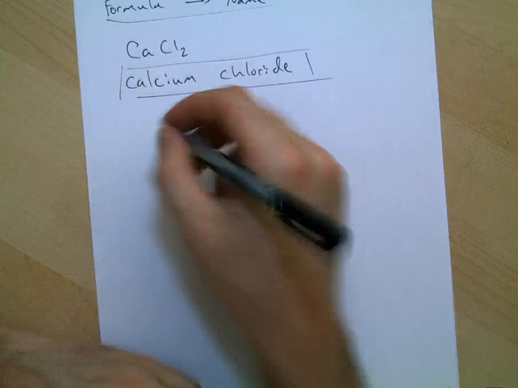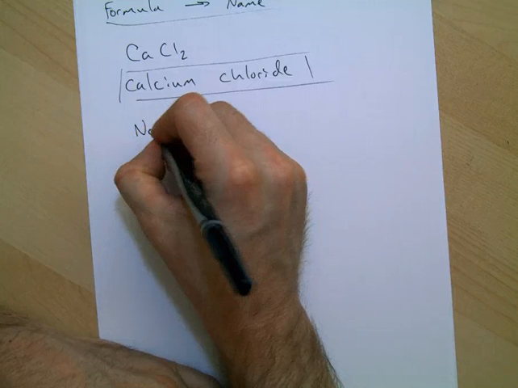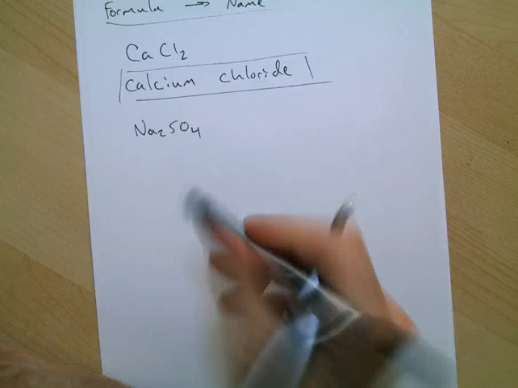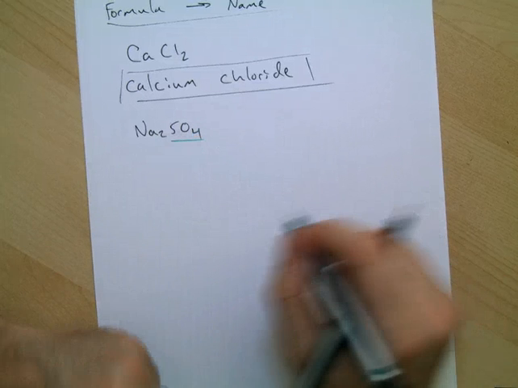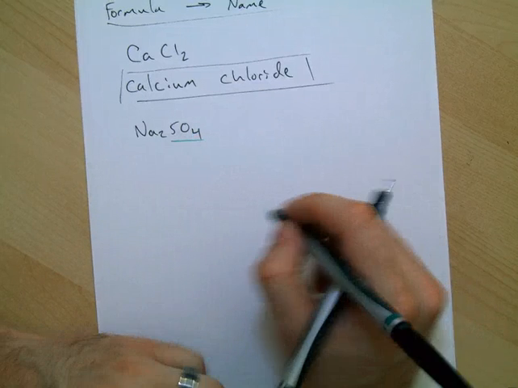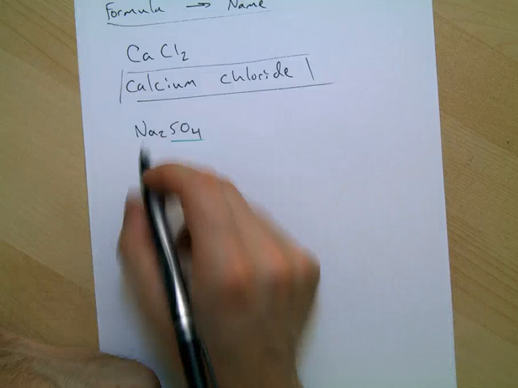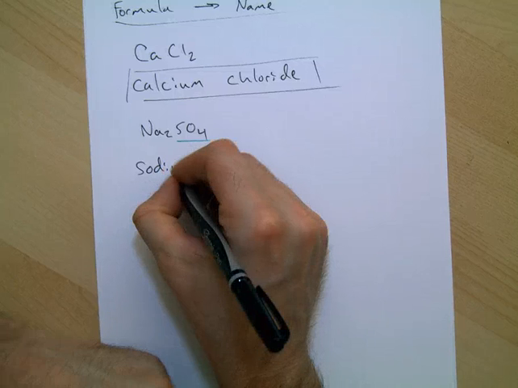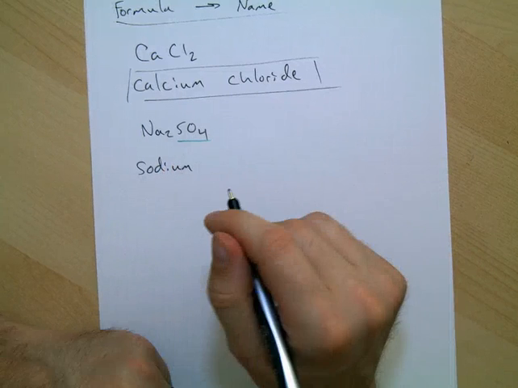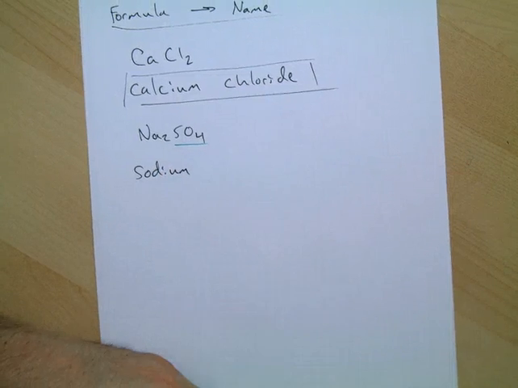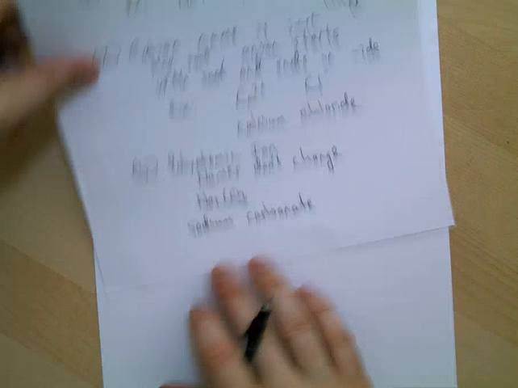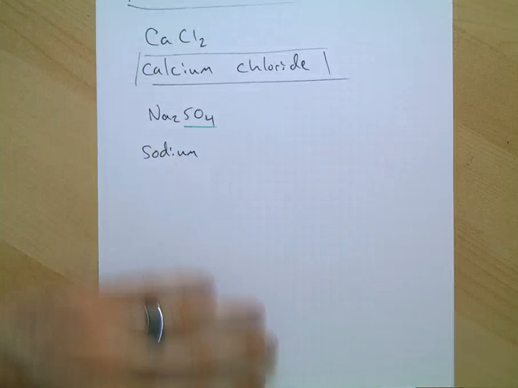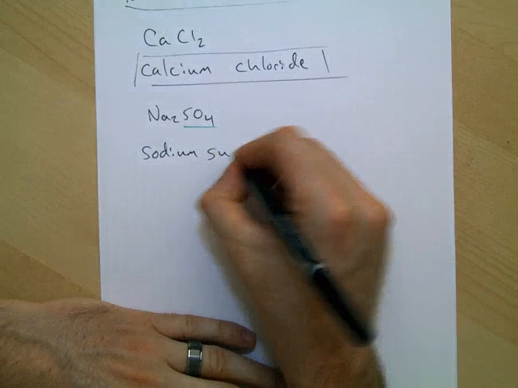Now let's do another example. Let's go from Na2SO4 and try and write its name. Now when I write this one out, the first thing I notice is I see SO4. And that should look familiar to you. That's a polyatomic ion. We know its name is sulfate. We have Na, that's sodium, and I'm going to leave that name exactly the same, sodium. And SO4 is sulfate. Rule 3 in my naming, let's go look at the rules. Rule 3, polyatomic ion names don't change. So, because SO4 is a polyatomic ion, I'm going to write sulfate.